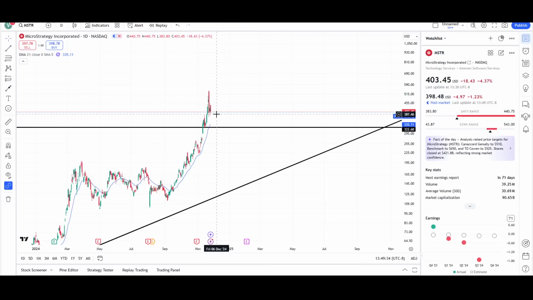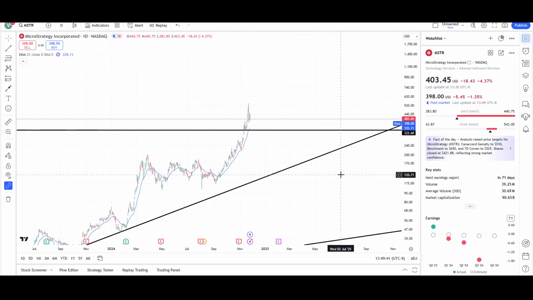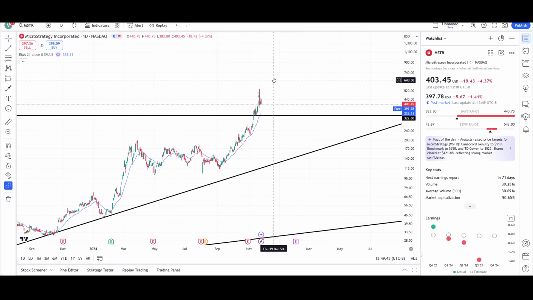Can price turn up from where we are right now? Yes, sometimes the price does do that, but I think there's a higher likelihood we go lower than higher, especially with Bitcoin dropping. So that's all I have for MicroStrategy this week, or this day.